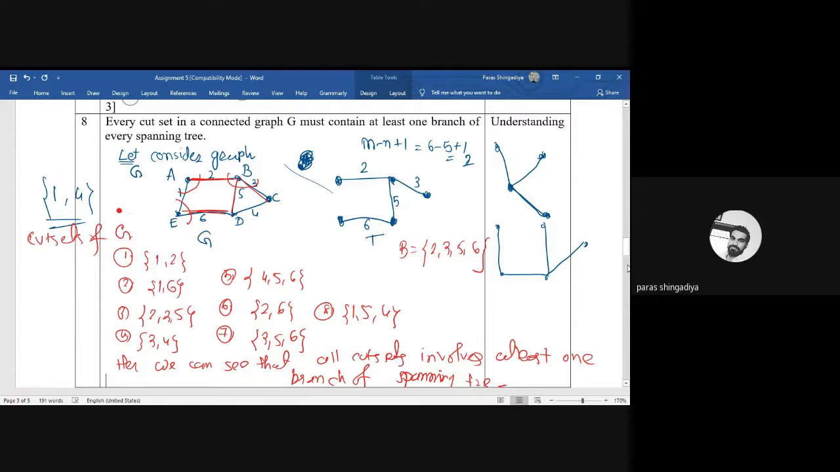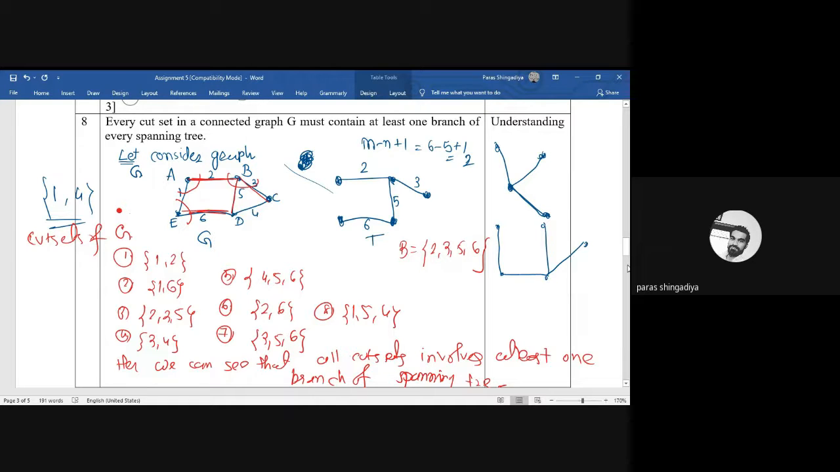उसमें एक सिंगल ब्रांच ही होनी चाहिए, बाकी सब एक क्या होनी चाहिए? 4. Is it clear? Okay. Then after, we can consider 3 and 4. 3, 4 is a fundamental cut set. The single branch is there, 4 only. Okay. 4, 5, 6.